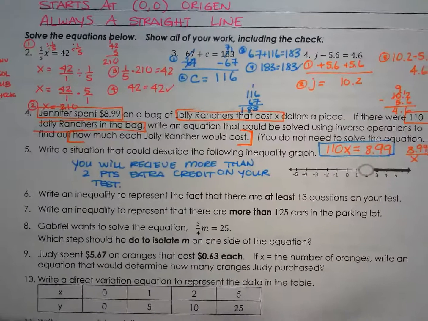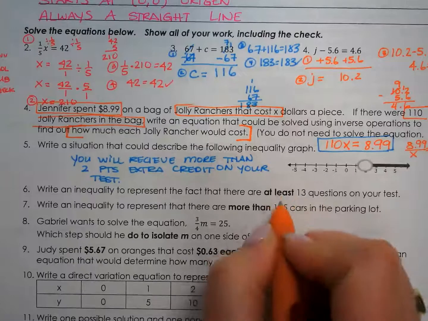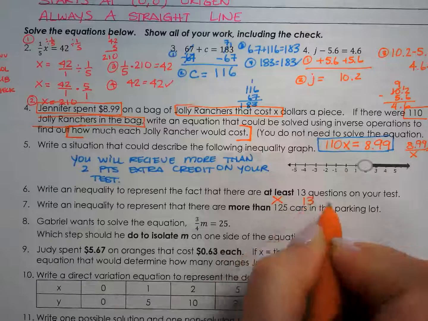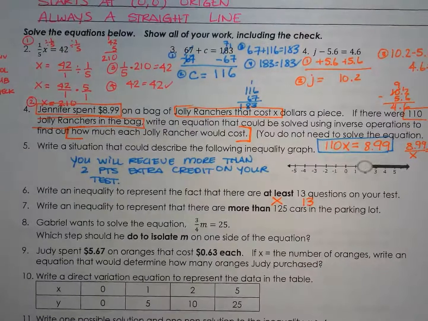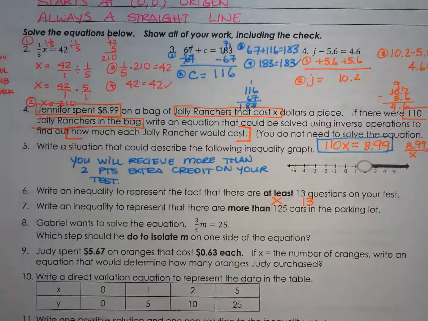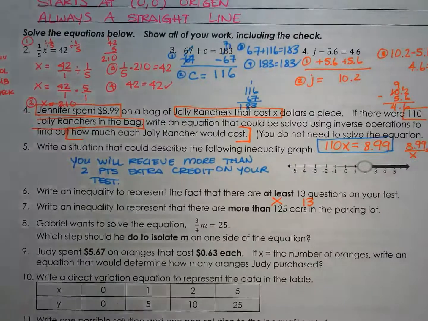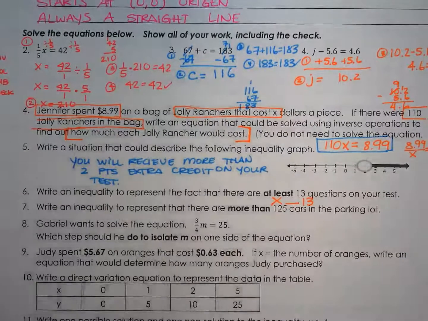All right, number 6 says write an inequality to represent the fact that there are at least 13 questions on your test. Now, when we did this in class, what we talked about was, first of all, we're comparing X and 13. X represents all the possible numbers that would make this thing true. 13 is the number that we're dealing with. And it says at least. So you have to ask yourself, if it can be at least 13, does that mean 13 can be in the solution set? And the answer is yes. So we put the equal to sign at the bottom.